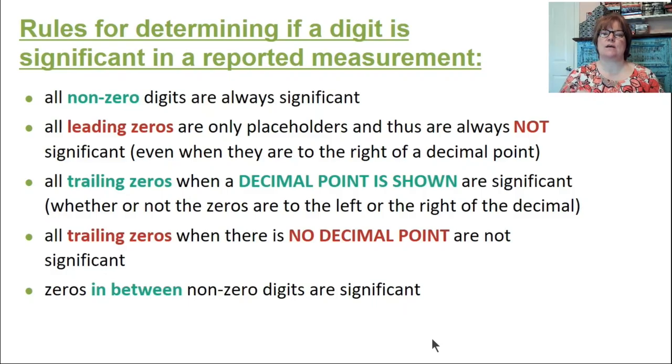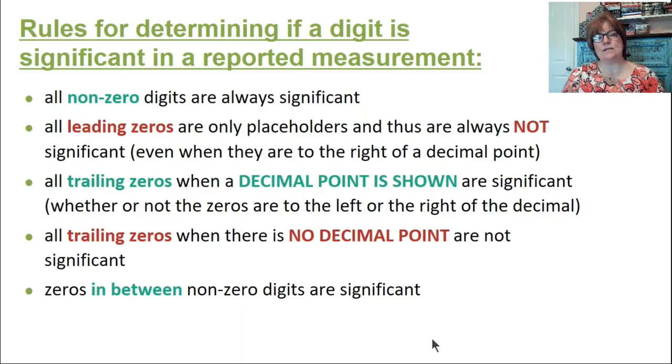Trailing zeros, that means zeros that come after a bunch of non-zero numbers at the end of the number, are sometimes significant. If a decimal point is shown somewhere, it doesn't have to be next to those trailing zeros. If there is a decimal point shown in the measurement at all, then trailing zeros are significant, all of them. If there is no decimal point shown, like in the number 2000, it is implied that those zeros are placeholder zeros, and therefore they are not significant.